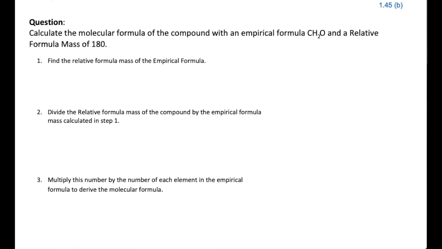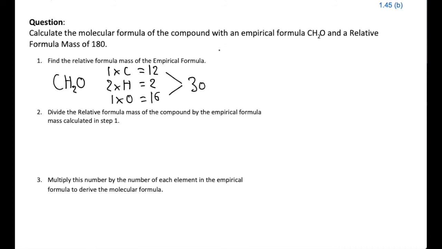So there are 3 main steps to doing this question. The first thing we need to do is find the relative formula mass of the empirical formula. The empirical formula is CH2O. We have 1 carbon, 2 hydrogen, and 1 oxygen. If we use a periodic table to get the relative atomic masses, we will, from this calculation, get a relative formula mass of 30 for the empirical formula, that is, for this formula.